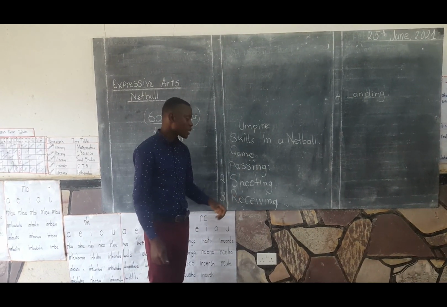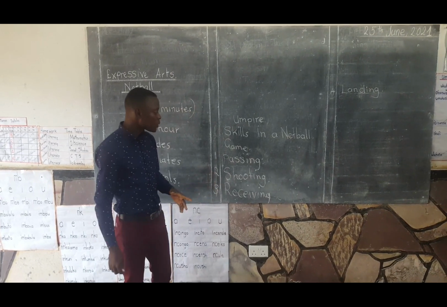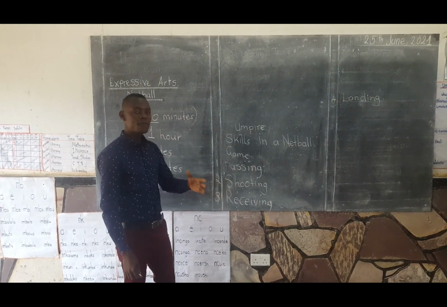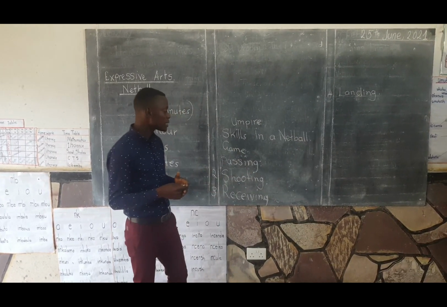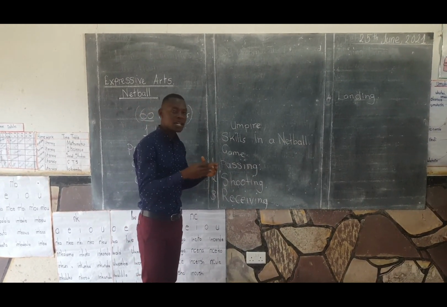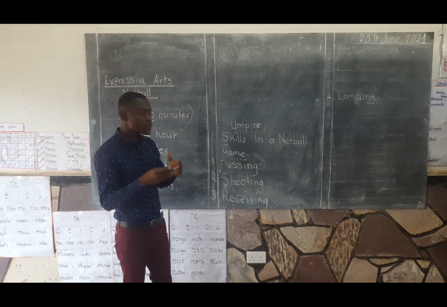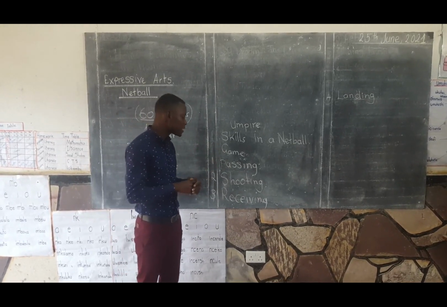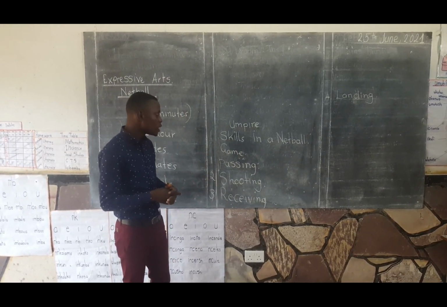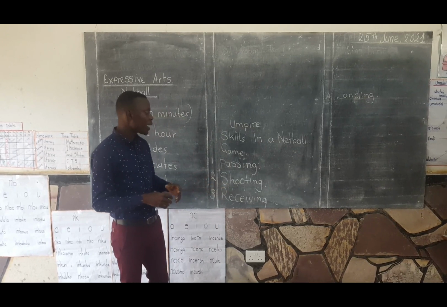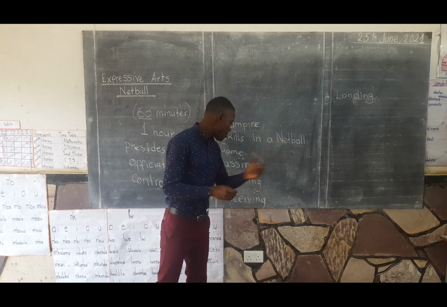Then shooting. When we say shooting as a skill in netball, this involves how you are going to score the ball. So when the ball has been passed to you, of course, you follow the rules that are involved in a netball game. We'll look at those rules. So shooting is where it involves how you are going to score the ball.